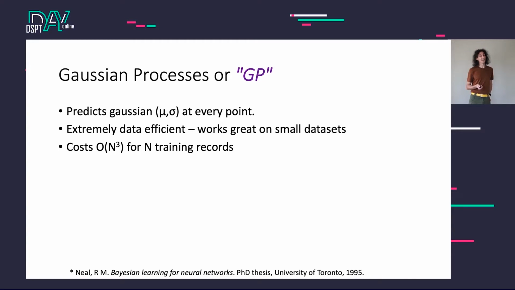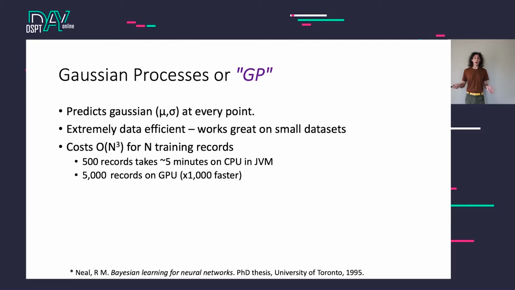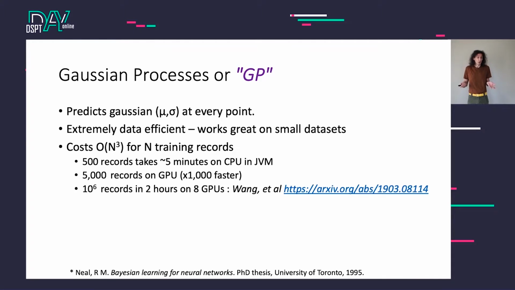But the downside is that it scales cubically in the number of records that you have in your training set. So it can maybe do a few hundred records on a CPU. On a GPU that's 1,000 times faster, it can only do 10 times more records. The biggest one that I've ever heard of is from Andrew Gordon Wilson's group. They managed to train on 1 million data points in a GP, right? But basically, they just can't handle big data. But that's okay, because here each record is a training run, which maybe took hours or days of GPU time.